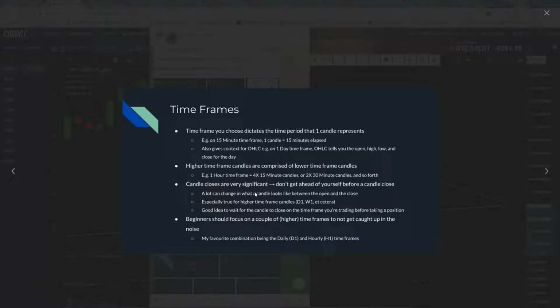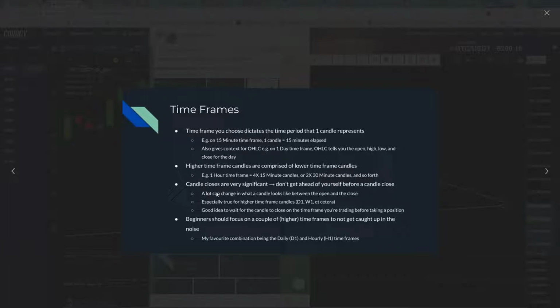So these time frames, again, we just talked about that. On a 15-minute time frame, one candle means 15 minutes elapsed. These higher time frame candles, remember, encompass the lower ones. If you're looking at an hourly chart, you could break that candle down into four 15-minute candles if you zoomed in to a 15-minute time frame. Or two 30-minute candles would also make up that hourly candle.